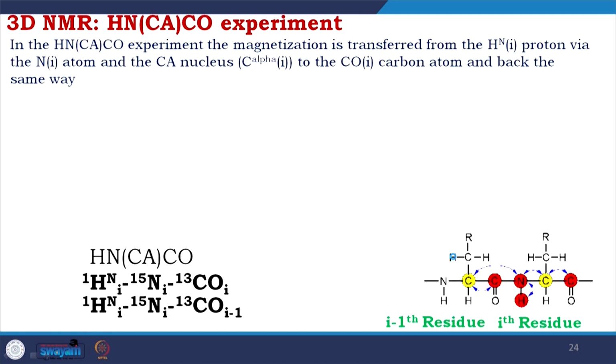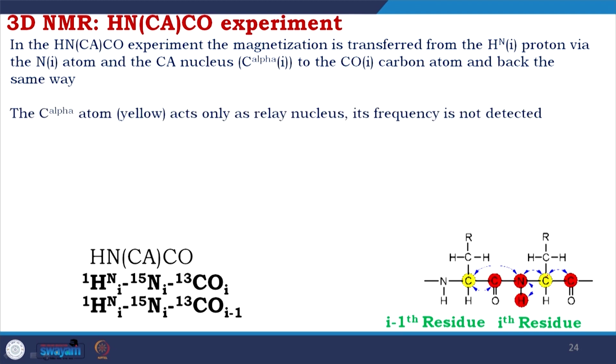In the HNCACO, this is again HNC, and here you see the two carbons, which is C alpha. When you are going from there to there, you go through this, but its frequency is not recorded. So, in the HNCACO experiment, the magnetization is transferred from the HNi proton via the Ni atom and the C alpha nucleus, which is the C alpha i, to the CO of the ith residue carbon and back the same way.